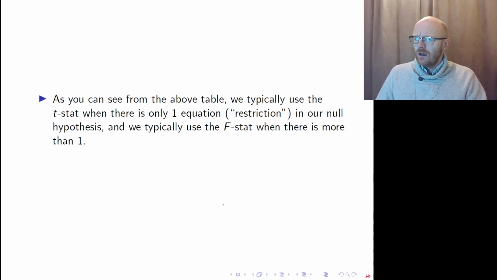So as we can see from the table, we use the t-stat when we have one equation in our null hypothesis, and we use the f-stat when there is more than one equation in our null hypothesis. In our next video, we are going to look more into the details.